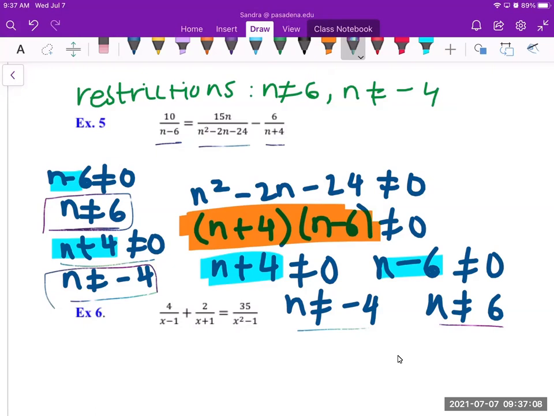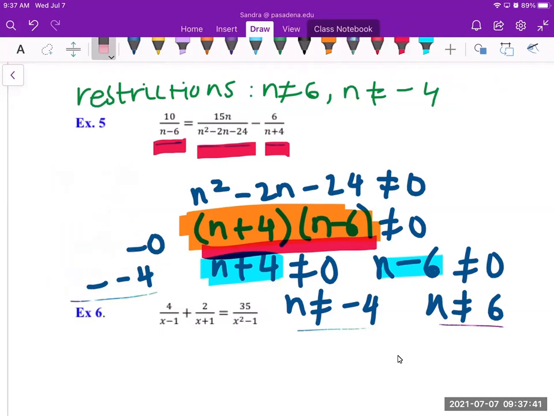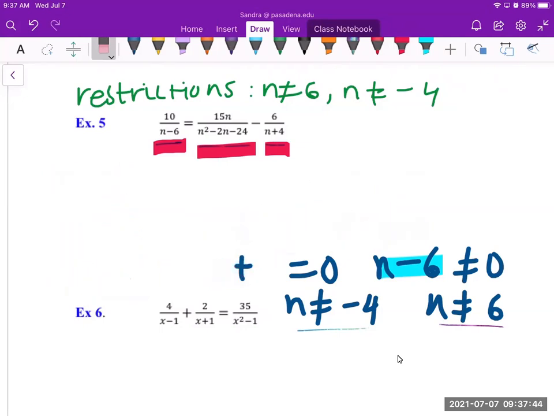Okay, now we're going to rewrite it down. I'm about to erase this, so make sure that you copy this. This is how we find the restrictions. Now the second step is you're going to find the common denominator. By just looking at the problem, I can see this is n minus 6, n plus 4, and this one, in orange, is n plus 4 times n minus 6. The LCD should be n plus 4 times n minus 6. Can I go ahead and erase this? I'm going to continue there.